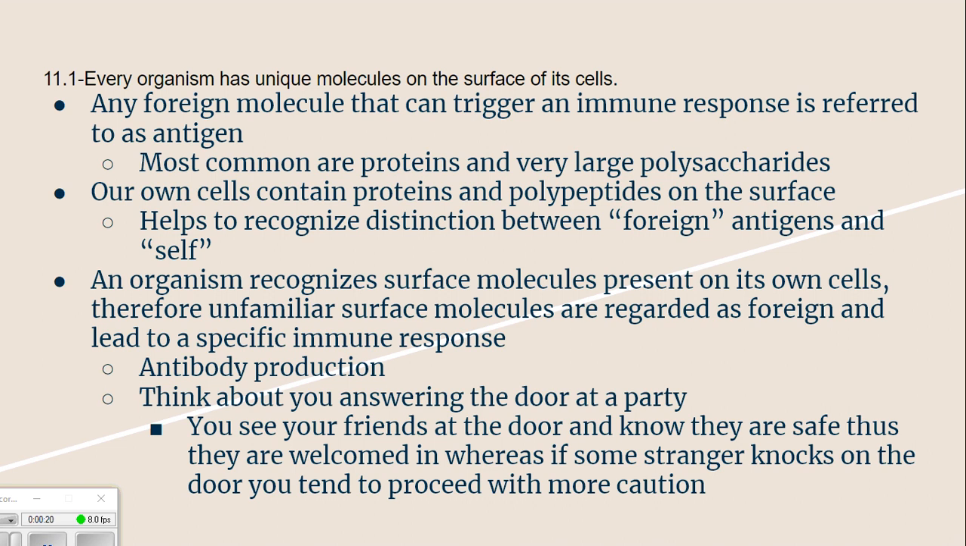So we'll start with the fact that every organism has unique molecules on the surface of its cell, and how this gets used by our immune system is basically that any foreign molecule that can trigger an immune response is referred to as an antigen. Now, the most common types of antigens are proteins and very large polysaccharides. Keep in mind that our own cells contain proteins and polypeptides and polysaccharides as well on the cell surface. And so this will help recognize between foreign antigens and self.